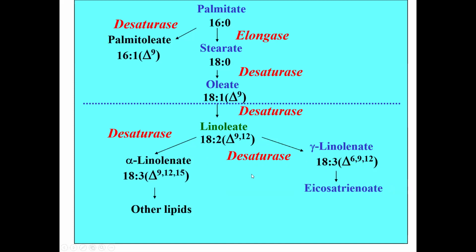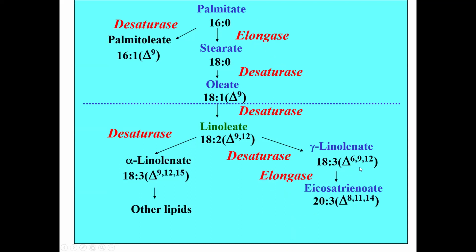Then icosapentaenoate, its carbon number is 20. So you can observe that the double bond number is same, but carbon number is different. So you can think here, the double bond number was same, but carbon number was different. So the enzyme was elongase. So here also the double bond number is same, but carbon number is different. So the enzyme will be elongase.